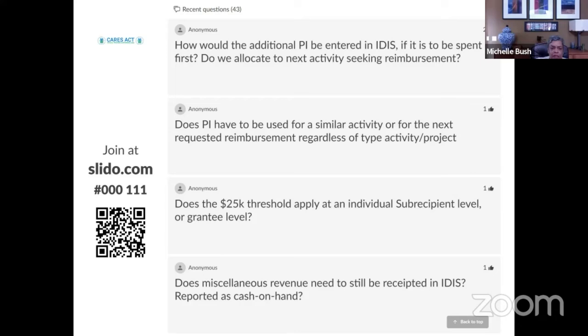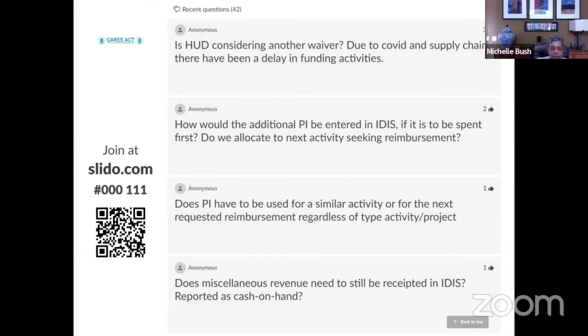Does the 25,000 threshold apply at an individual subrecipient level or at the grantee level? It's actually combined. You have to look at the total amount of program income generated at the grantee level and the subrecipient level. And that becomes your threshold for 25,000. Does miscellaneous revenue still need to be receipted in IDIS, reported as cash on hand? I think the answer to that is no. You do not have to report miscellaneous revenue if it's below the 25,000.